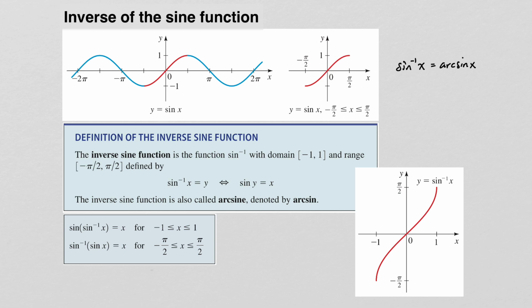Now, the inverse graph is basically going to be this graph with the x and y coordinates switched. And so when you switch the x and y coordinates, you get the inverse sine graph, which is this graph here.